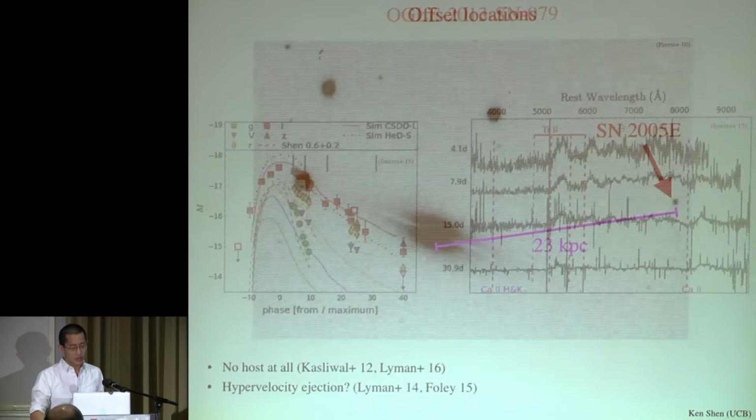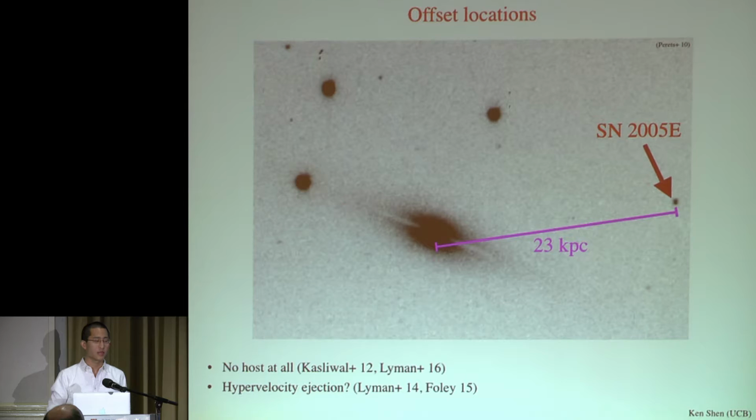However, these transients have this very strange property of being extremely offset from their host galaxies. So they're tens of kiloparsecs away. And when you really dig down deep into the location of these supernovae, there's really nothing there. Okay, so there aren't even faint dwarf galaxies. So there's something very strange going on with this particular subset of supernovae, which seems to imply some sort of hypervelocity ejection scenario.